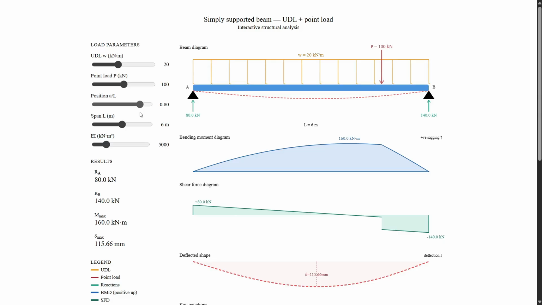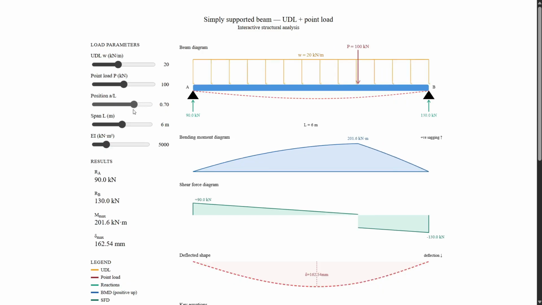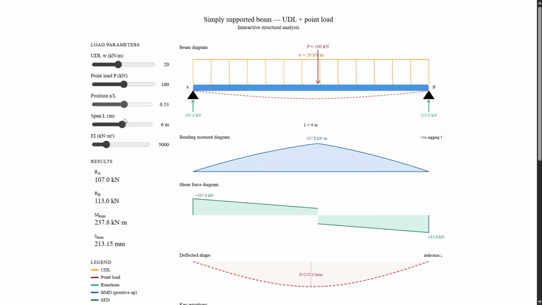The reactions are calculated using moment equilibrium. When the point load is right in the middle, both reactions are equal, which makes perfect sense. For example, if we put this point load just in the middle, like at 0.5, both reactions at point A and point B equal 110 kilonewton, which makes perfect sense.